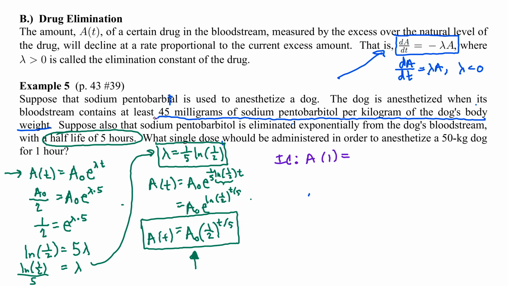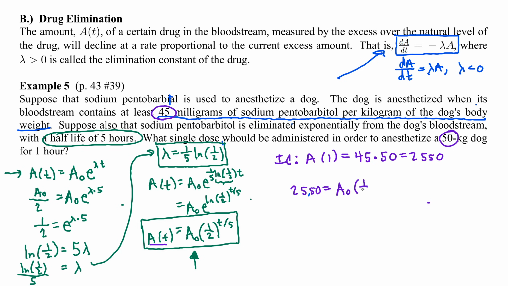He's going to be anesthetized if he has 45 milligrams of sodium pentobarbital per kilogram of his body. Remember, we're dealing with a 50-kilogram dog here, so 45 times 50, or if you put that into your calculator, you're going to get 2550. Which means after 1 hour, there would still be enough medication in this dog's bloodstream to have him anesthetized. So let's plug this in. We're going to plug 2550 in for A of t, and we're going to plug 1 in for t.